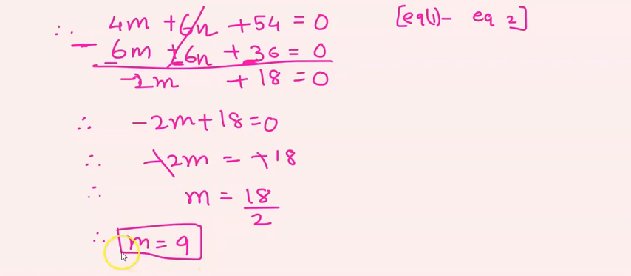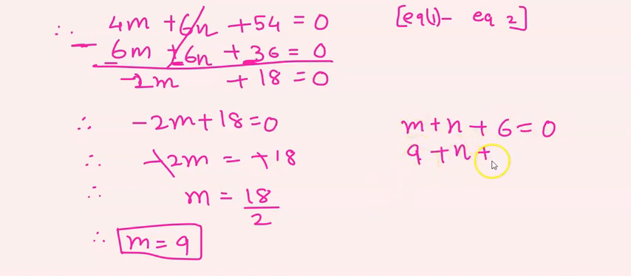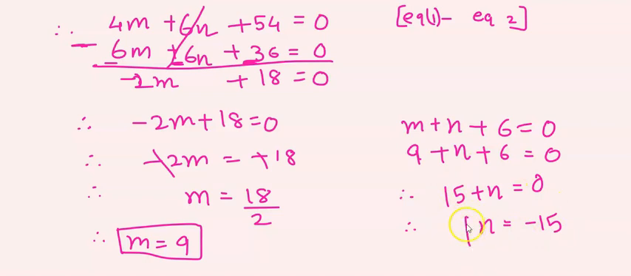Substituting this value of m = 9 in one of the previous equations, equation number 2, which was m + n + 6 = 0. So we'll substitute m = 9 in this equation. That will be 9 + n + 6 = 0. Therefore, 9 plus 6, which is 15, plus n equals 0. Therefore, n equals, this positive 15 goes to the other side as negative 15. So n = -15 and m = 9. Hence, we found the values.